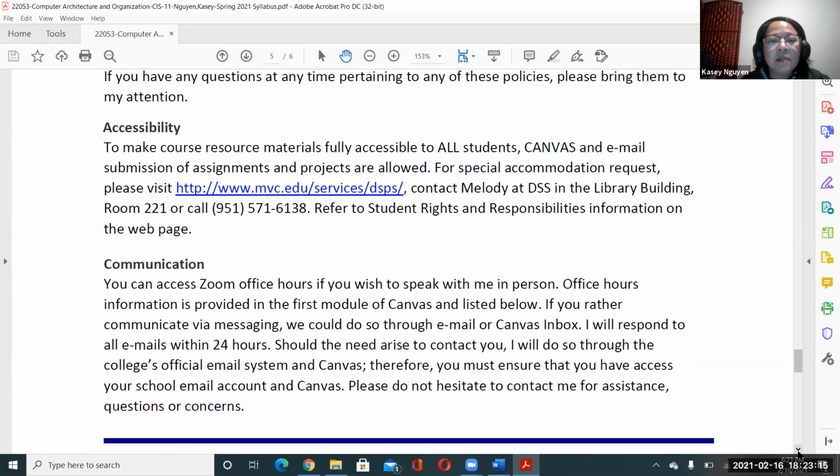With accessibility, if you need special accommodation, make sure that you contact the SPS department, fill out the form, and then they will forward the accommodation request to me. Things like extended test time, if you need any special accommodation, make sure that you reach out to them. That would be the process, and then they will communicate with me and I will set that up.